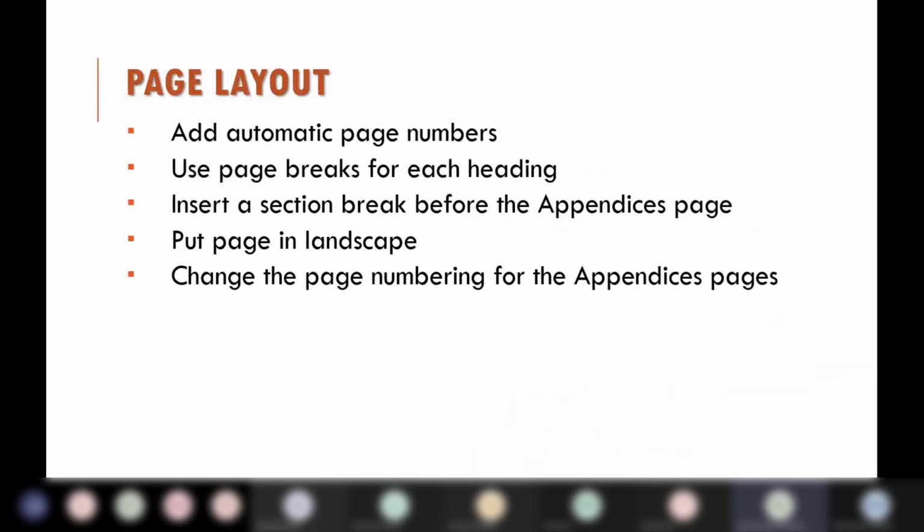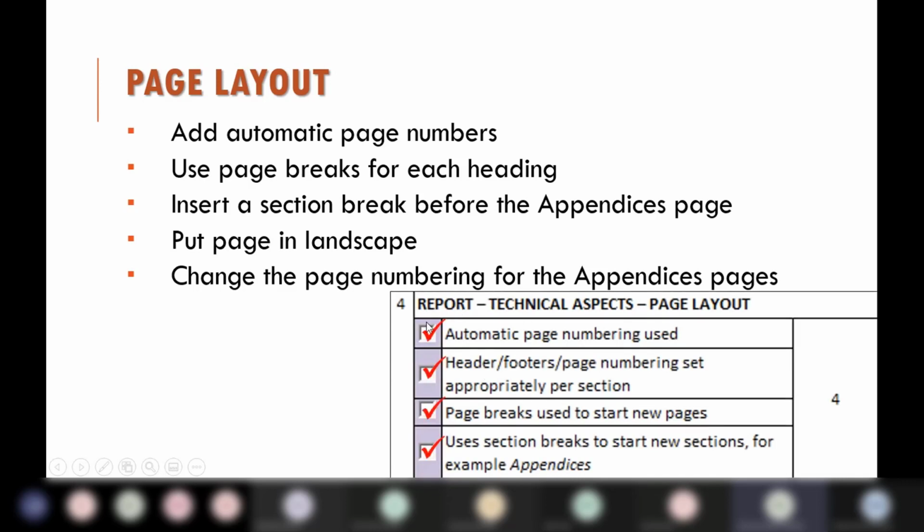Okay, and also tell them that we want page numbers, we want page breaks for each heading. Now we told them that when we created the headings, a section break before appendices, put the appendices page in landscape, change the page numbering for the appendices page, etc. And this gets marked in phase 3. Note, it's the report in phase 3. Automatic page numbering, headers, footers appropriately per section, the appendices, page breaks, and use section breaks for new sections. So you can get these marks in phase 1 quick.